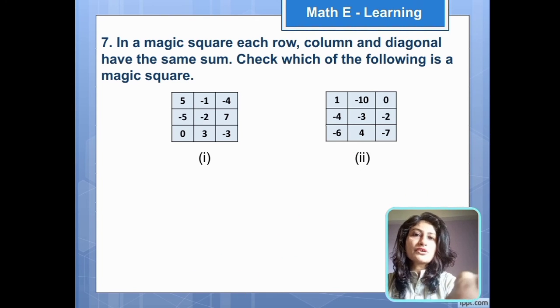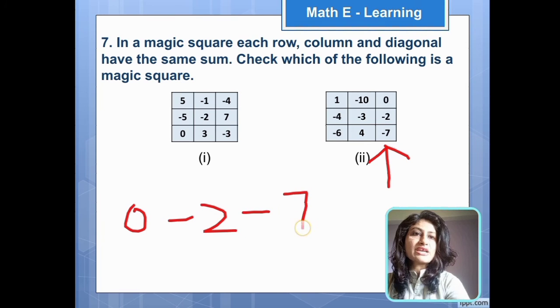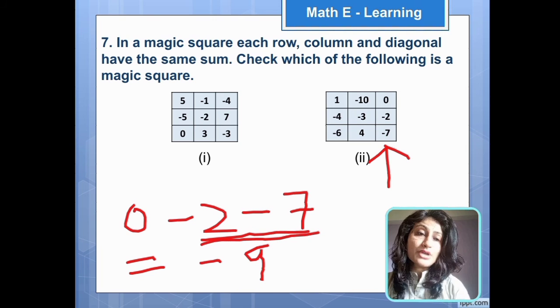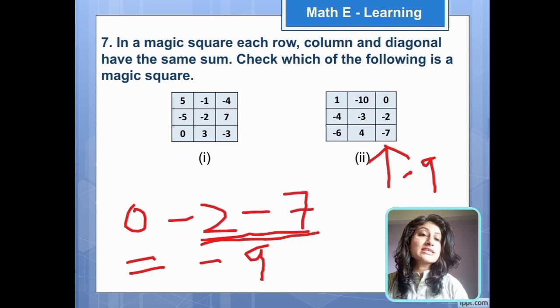Now we check for the third column. 0, minus 2, minus 7, minus minus plus, so it is 9 and the sign is negative, because whenever we add two negative integers we always get a negative integer as the answer. So it is minus 9. So the sum of all rows and all columns is minus 9.